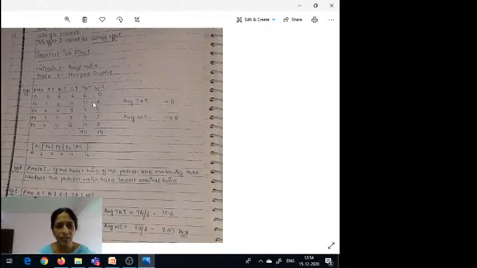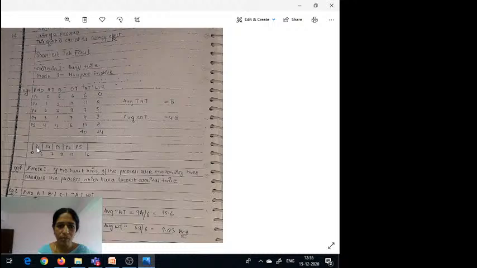And coming to the waiting times, the formula is turnaround time minus burst time. Turnaround time means how much time the process is in the ready queue plus the time the process is in the CPU. And waiting time means how much time the process is in the ready queue before entering the CPU. So the waiting time is 6 minus 6: the total turnaround time is 6 and the burst time is also 6, so 6 minus 6 is 0.